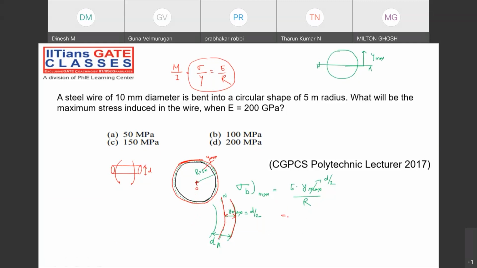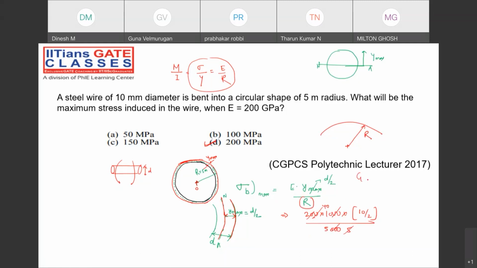Remember like this. E value is 200 gigapascal. Y maximum is D by 2. Diameter is given, so 10 by 2. The radius of curvature, suppose you are bending, what will be the radius of curvature? That is given as 5 meter, that is 5000 mm. So 5 by 5000 into 200 gigapascal. What will be the answer? 200 will be the correct answer, right?